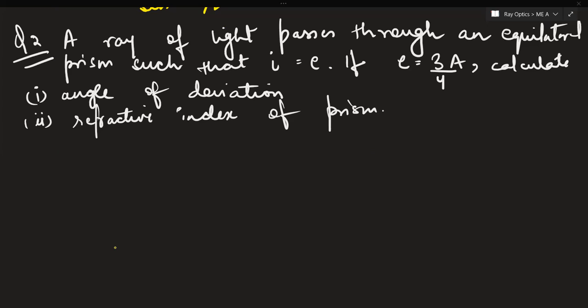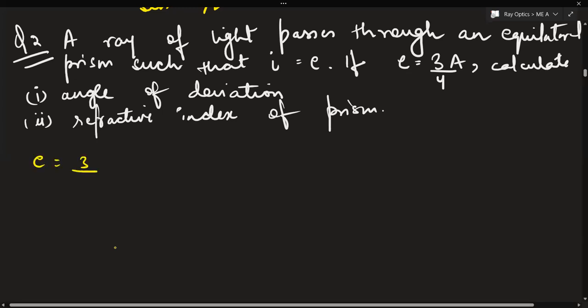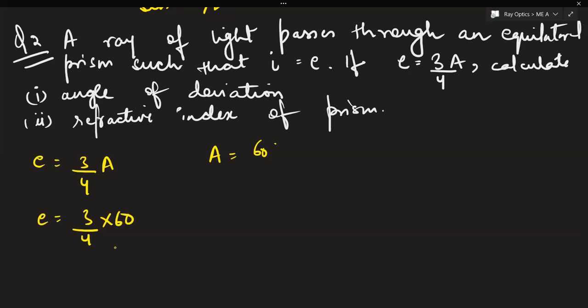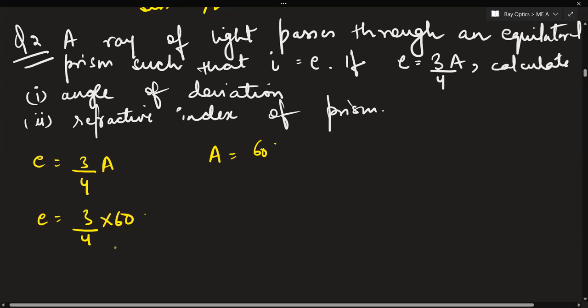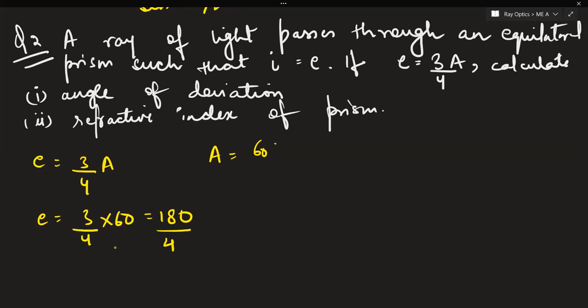A ray of light passes through an equilateral prism such that angle of incidence is equal to angle of emergence. Now, angle of emergence is given as 3/4 A. And angle of prism for equilateral triangle is 60. So E will become what? 3/4 into 60, right? So this becomes 180 divided by 4. E is equal to 3/4 A, that is given in the question. That is a part of the question. Look here. Understood?